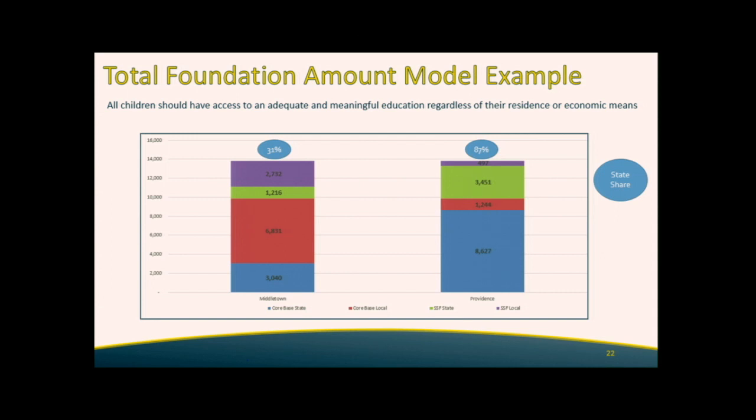That then just continues through the green and the purple boxes, right? So the student success factor is funded at the same level, but again, in Middletown, the green, there's a much smaller state share and the local picks up the purple. And then in Providence, you can see that that has happened, okay?